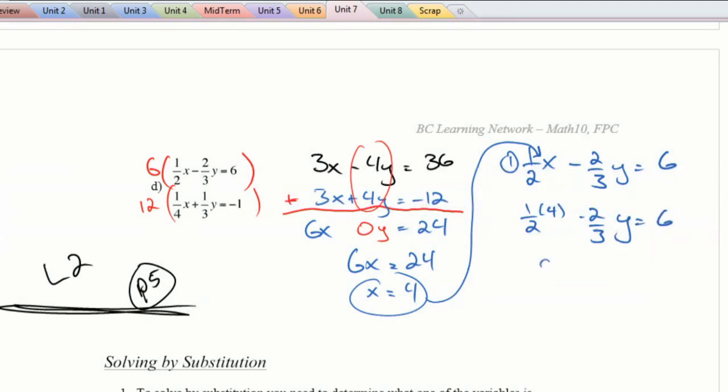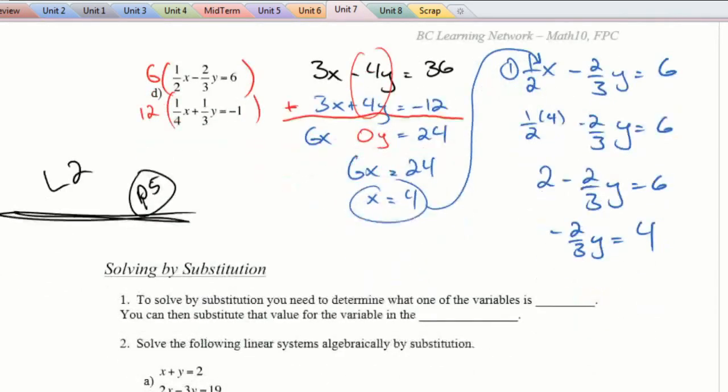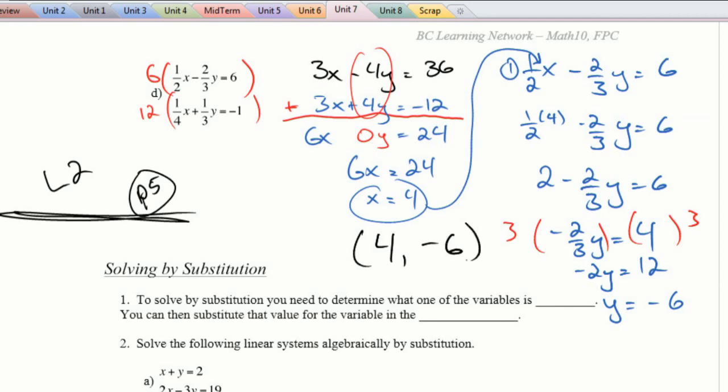Half times 4 is 2. Minus 2 over 3y is 6. I'm going to subtract 2 from both sides. So we get negative 2 over 3y is 4. I'm going to multiply both sides by 3. Maybe I'll show this step. That's going to get rid of my fraction there. So I have negative 2y is 12. And then divide everything by negative 2. So I get y is negative 6. So my point is 4, negative 6.